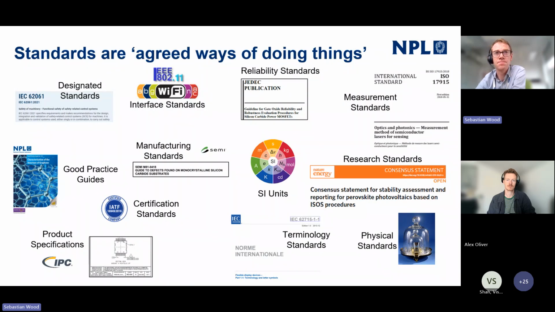That's essentially a standard. There are also physical standards. So there's one picture there of a standard kilogram. That is another thing that you can call a standard, but it's anywhere that people have agreed between themselves how they're going to do something or how they're going to define something. So that's my understanding of standards. It's not just ISO and IEC, it's really broadly understood.